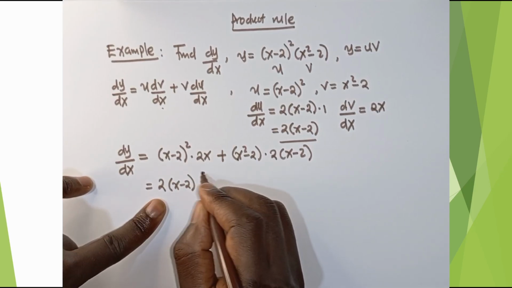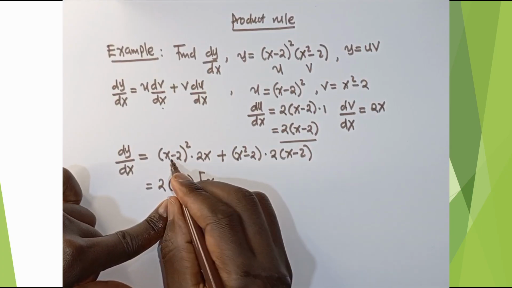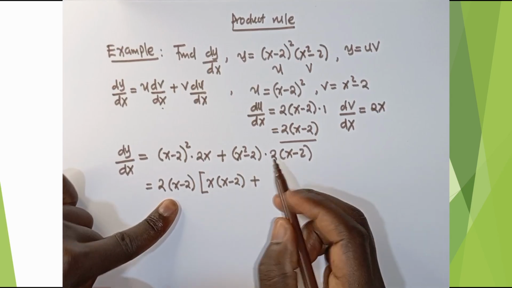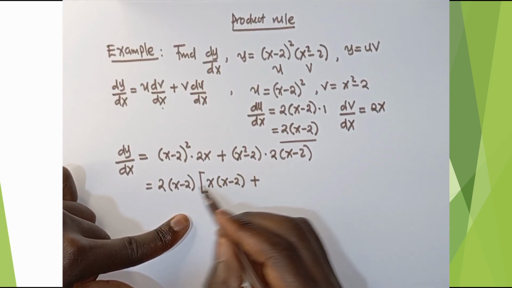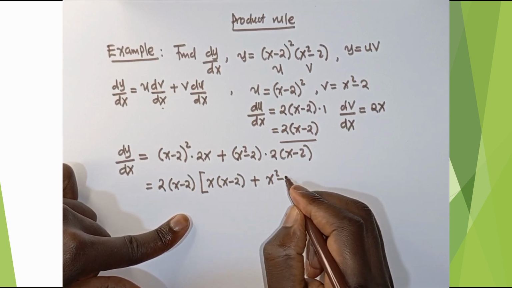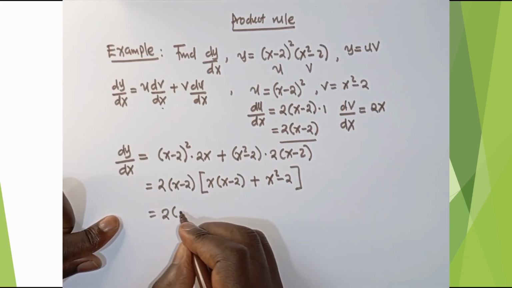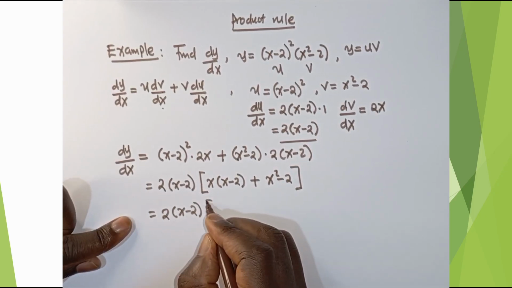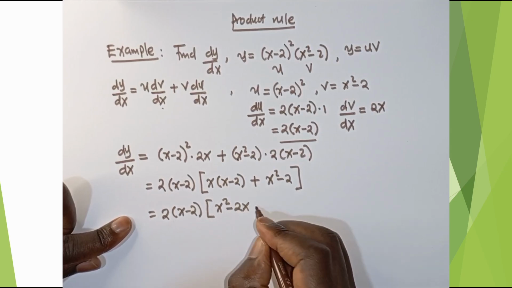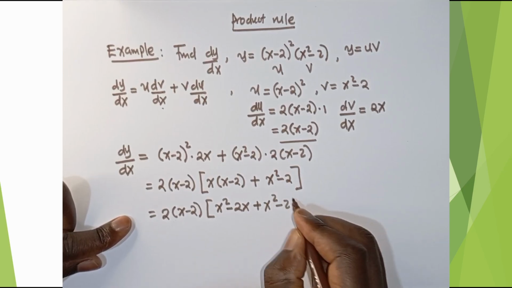And then what do I remain with inside? Here I will remain with the x. Here I will also remain with 1x minus 2 plus, then here the x minus 2 is out, so I remain with x squared minus 2. So going to simplify this, I'll have 2x minus 2 into, when I expand this, I'll have x squared minus 2x plus x squared minus 2.